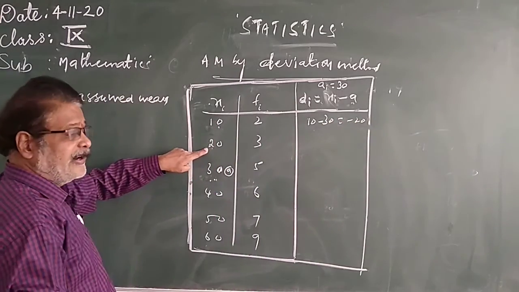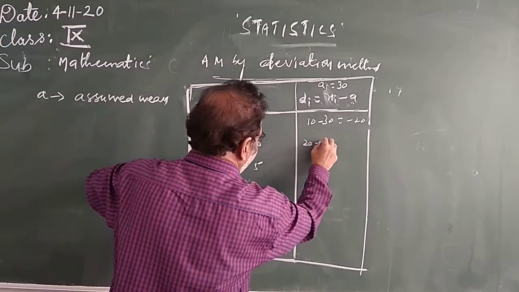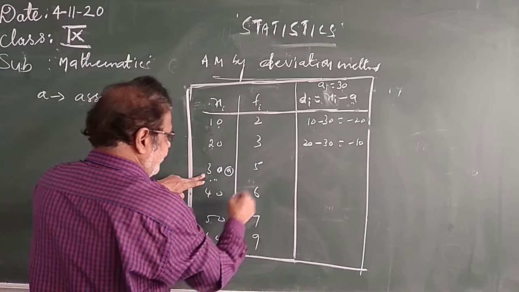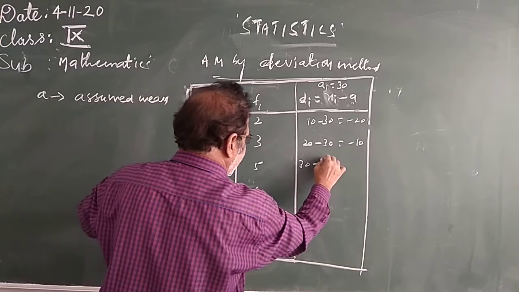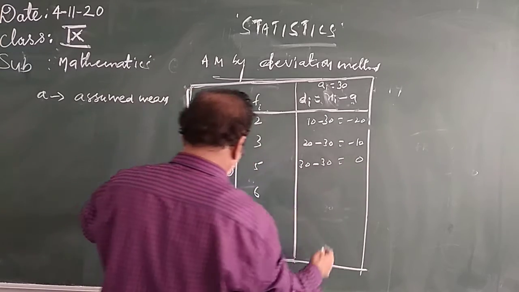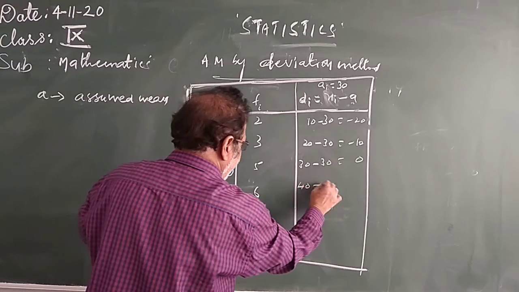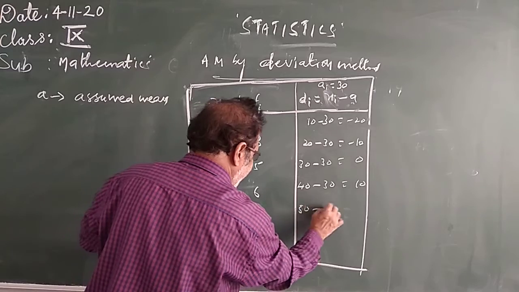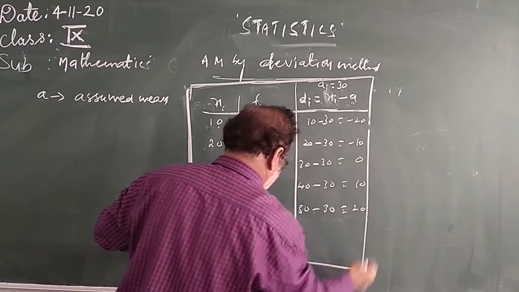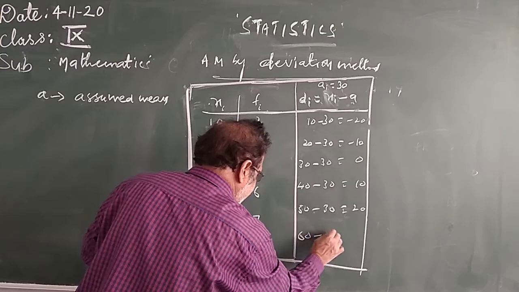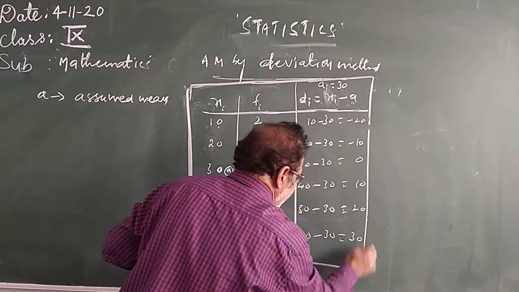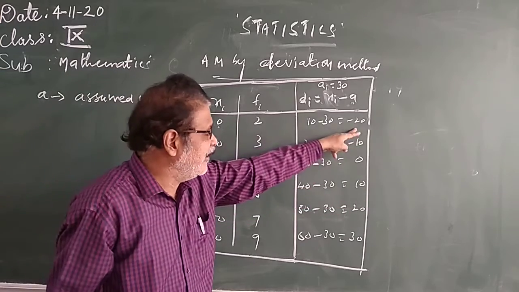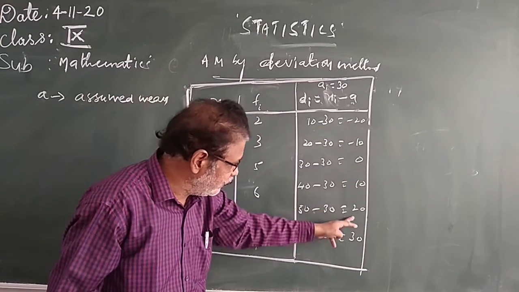Over. Next, the second observation is 20. 20 minus a, a is 30. 20 minus 30 is minus 10. Next, the third observation is 30. 30 minus 30 equal to 0. Next observation is 40 minus 30 equal to 10. Next observation is 50. 50 minus 30 equal to 20. Next observation is 60. 60 minus 30 equal to 30. Like this, we got all the deviations. The deviations are minus 20, minus 10, 0, 10, 20, 30.